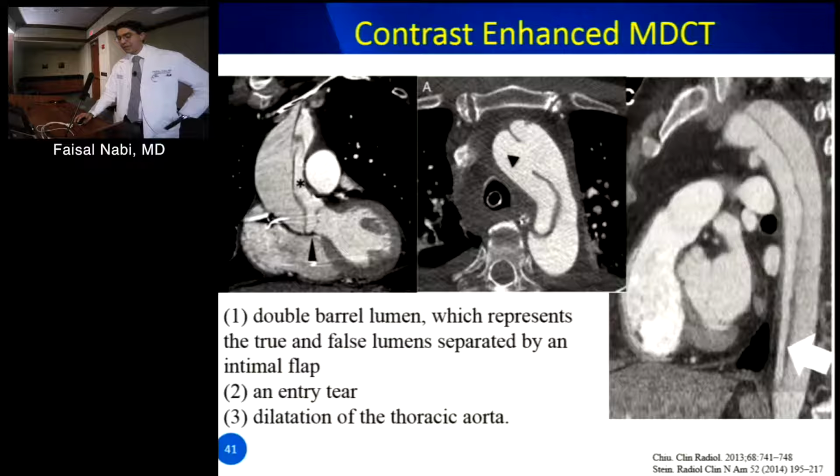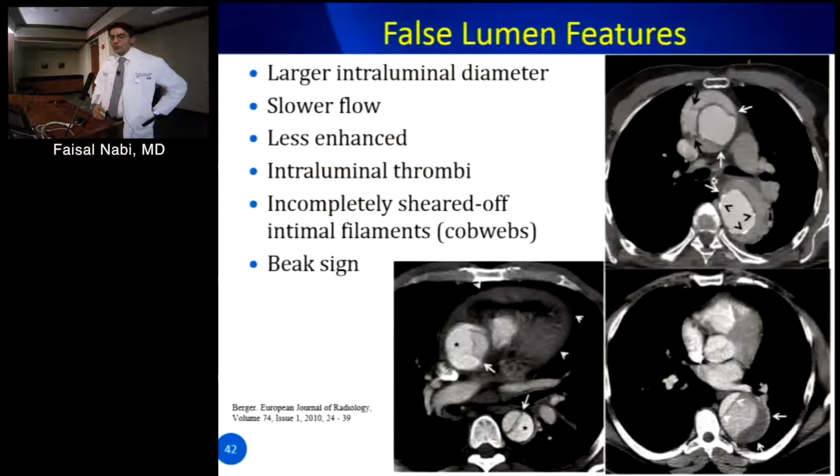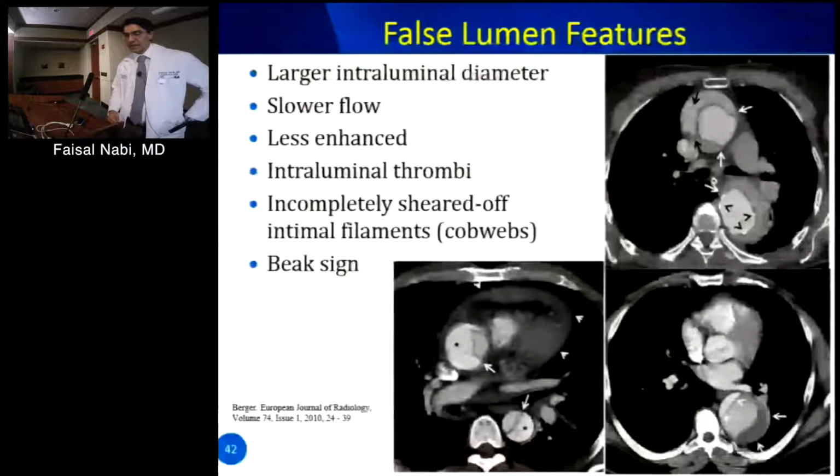Determining false lumen and true lumen, we have a lot of features that can help us. In general, the true lumen is the one that's communicating with the flow of blood through the aortic valve. Other clues that can help us is, the larger is the false lumen. The false lumen will have slower flow, it'll be less enhanced.